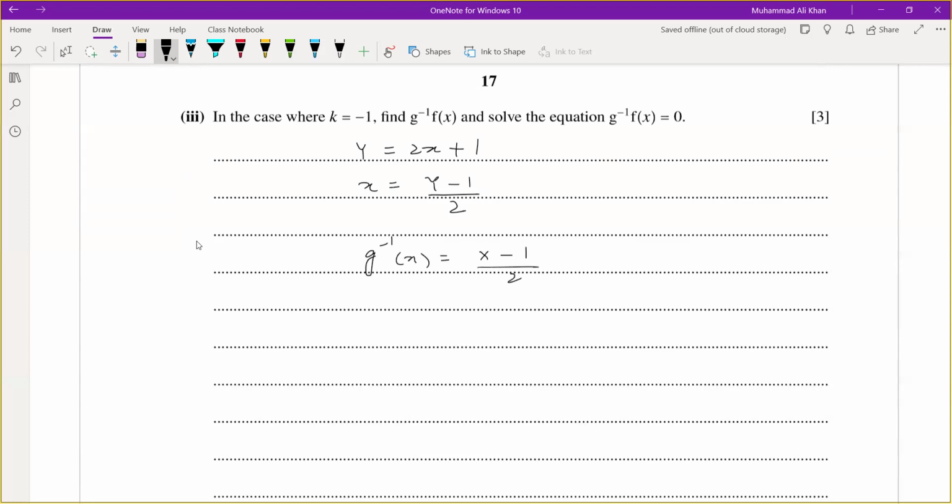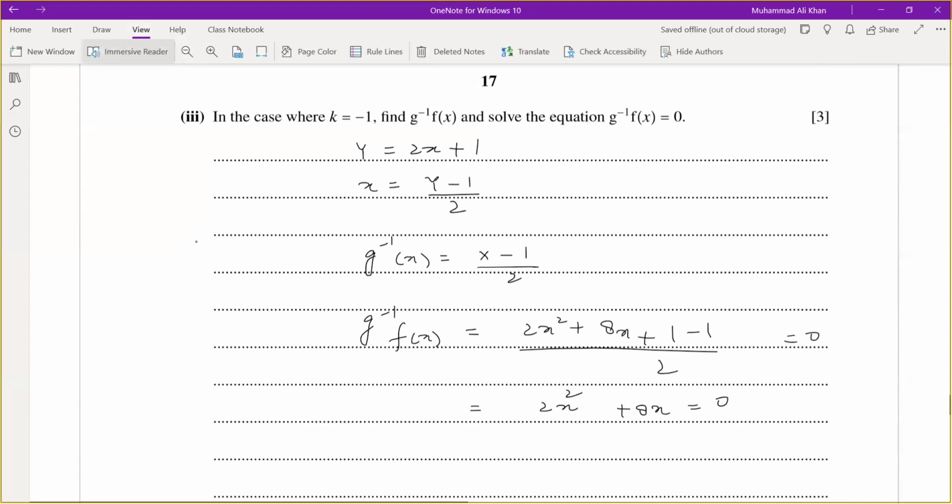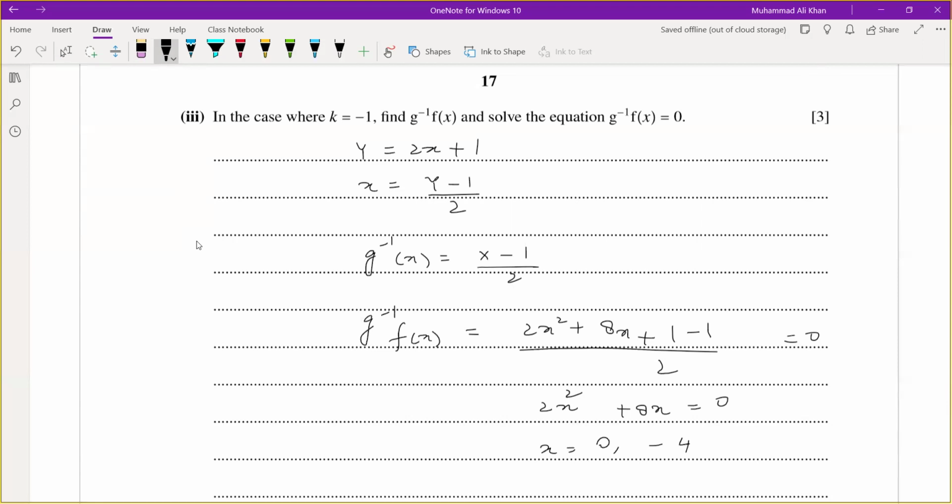नाउ इसमें fx रख दीजिए x की जगह पर. तो g inverse fx will be 2x square plus 8x plus 1 minus 1 डिवाइडेड बाय 2. इसको इक्वेट कर दें 0 से, सो इट विल बी 2x² + 8x equals to 0, and the value of x एक तो 0 आ जाएगा और एक आ जाएगा -4. क्या कहा गया था? इन केस वेयर k is -1, फाइंड g इनवर्स ऑफ fx एंड सॉल्व द इक्वेशन. ये हमने आखिर में इक्वेशन को सॉल्व करके x की वैल्यूज कैलकुलेट कर ली. सो दिस इज द थर्ड पार्ट ऑफ फंक्शंस क्वेश्चन.